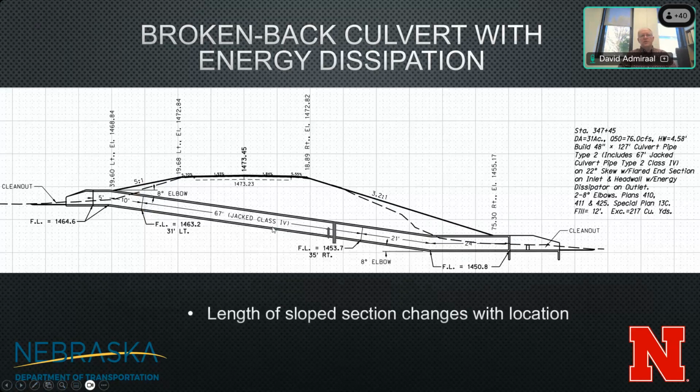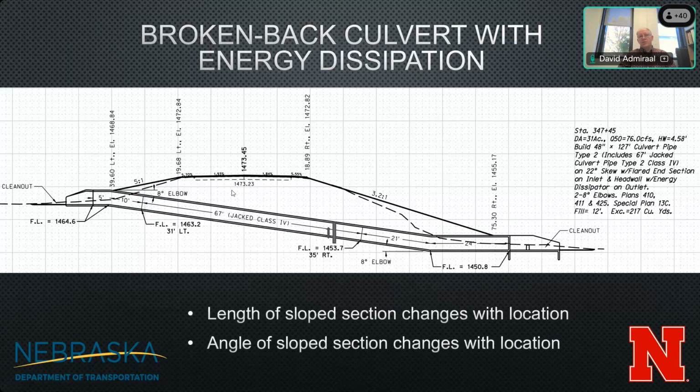And so the length and the slope of these culverts changes with location, or the length of the slope section, and then the angle of it also can change. And so we had to make decisions about what we were going to model, because you can't model everything. And so we tried to decide on a worst case scenario. In the end, it ended up being, I think, probably not the ideal choice, but it was a good choice. It gave us kind of the extreme conditions.